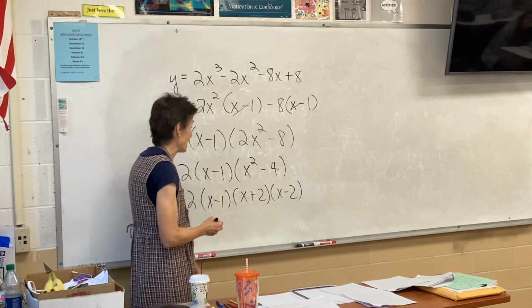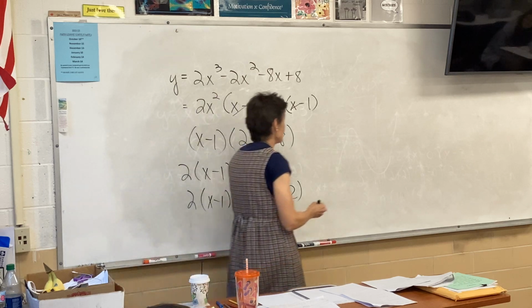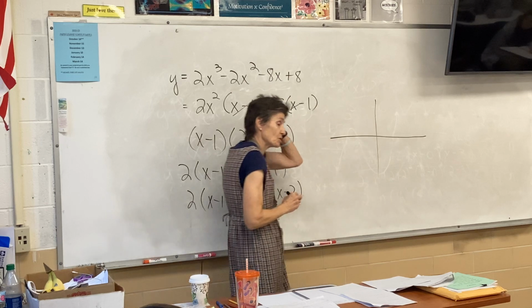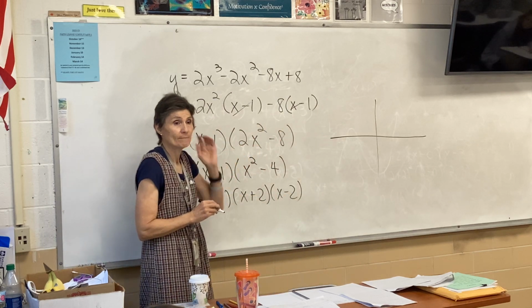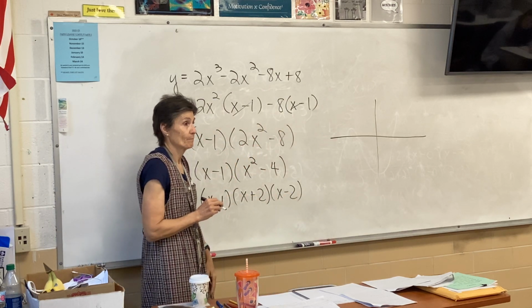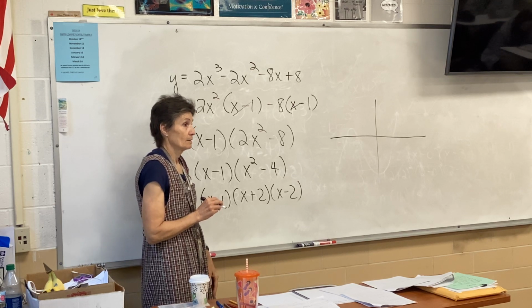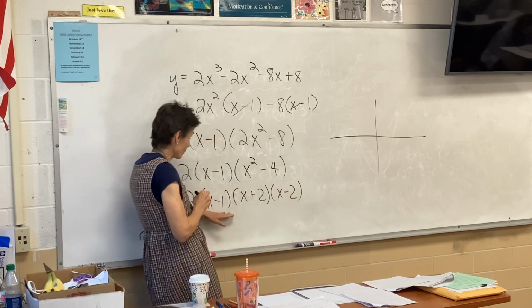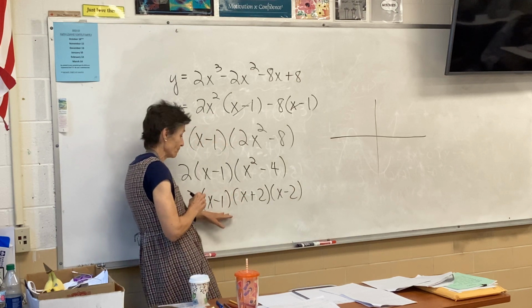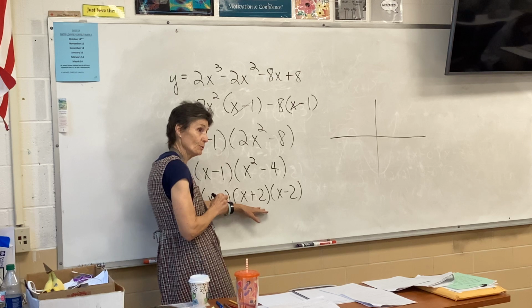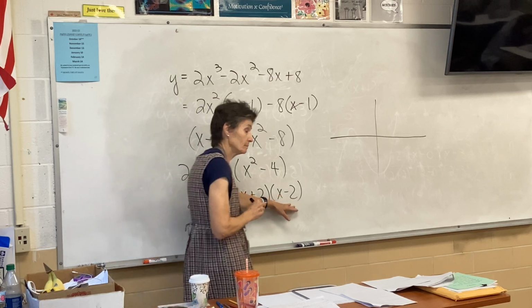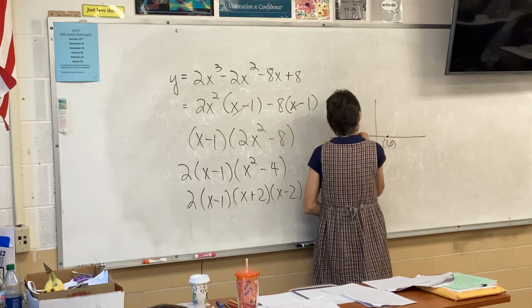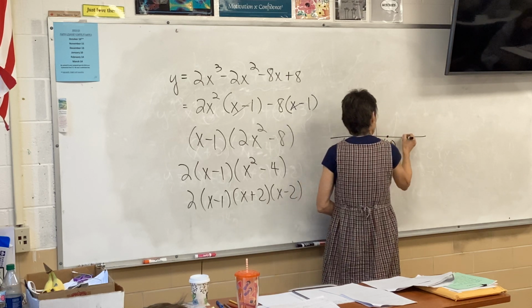Okay, now we have to sketch it. That was our job, to sketch it. So, how do I go about sketching it? Now that I've gotten it factored, how do I go about sketching? I put my x-intercepts or my dots on the x-axis, and they're going to be at 1, -2, and 2. And I label those 1, -2, and 2.